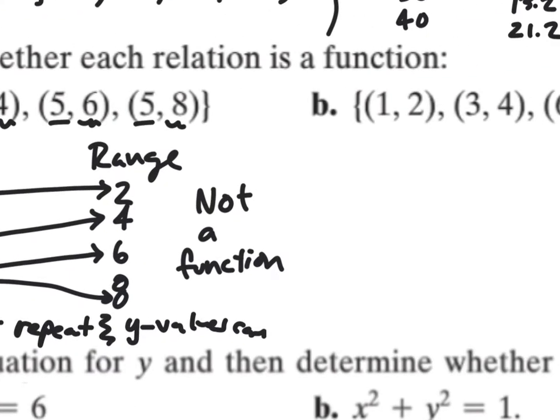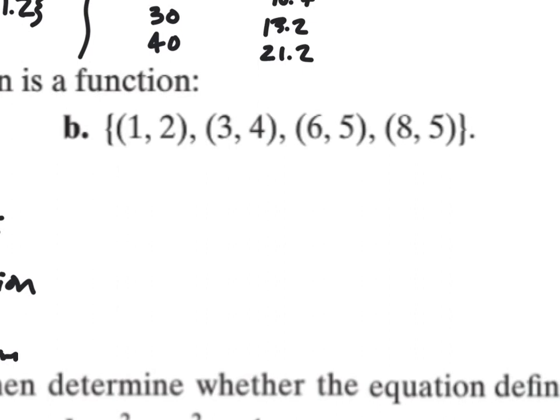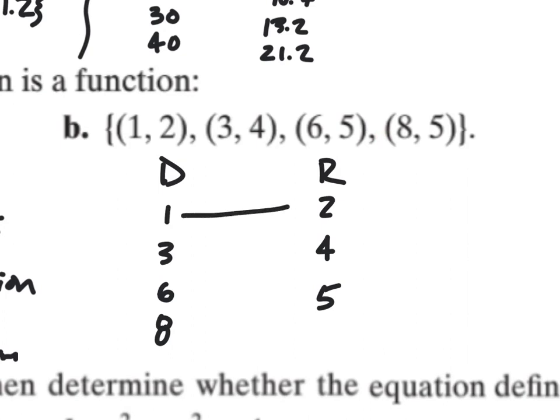All right, so now let's take a look at part B. Same thing, domain, I'm going to put a D. And I'm just going to list my numbers. So I got 1, 3, 6, and 8. And then my range values, I've got 2, 4, and 5, and 5. So a 5 pops up twice here as my y value, and that's okay. So 1 maps to 2. 3 maps to 4. 6 maps to 5, and 8 maps to 5.